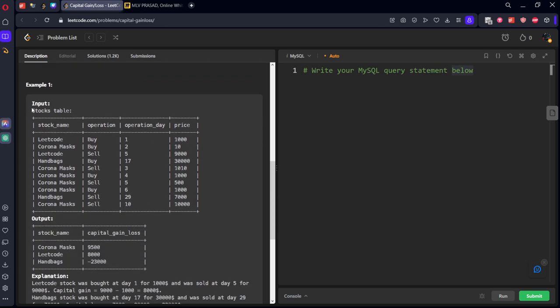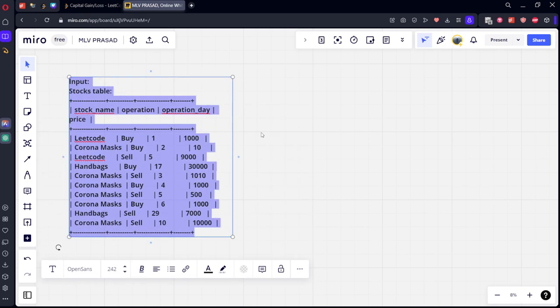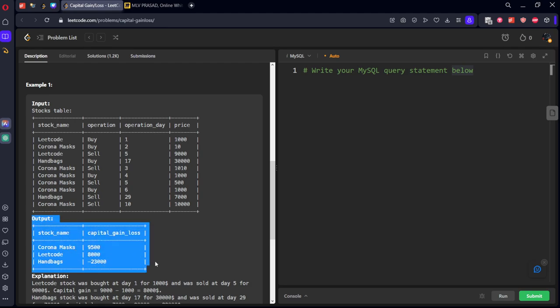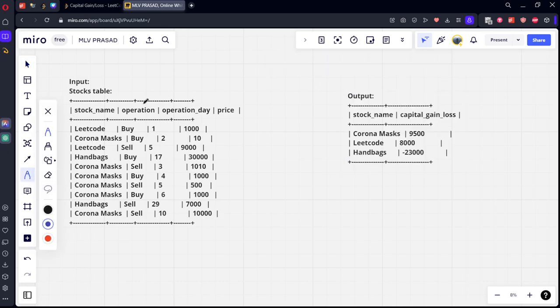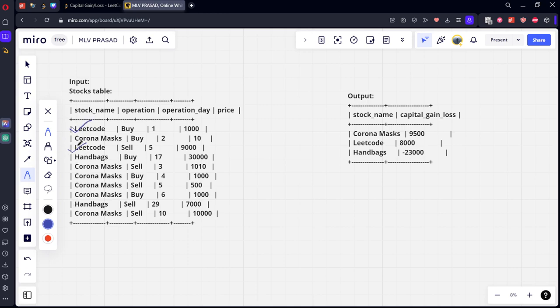What is the final thing? Let's see some examples. If you see here, there are 3 stock names. One is LeetCode. There are only 2 LeetCode rows, I guess. Let's take the LeetCode.